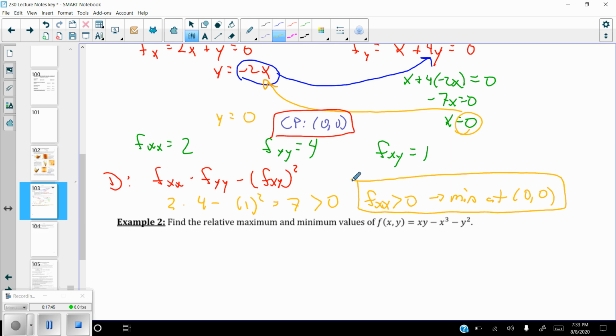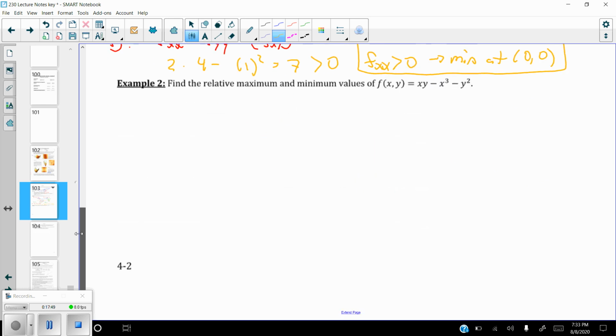All right, let's do a couple more examples. I think we've got one more regular example and then a word problem example. So let's do the process all over again. We need to find fx, and we need to find fy to start. So the derivative with respect to x is going to be y minus 3x squared. The derivative with respect to y is going to be x minus 2y. We set both of these equal to 0, and we solve this system of equations.